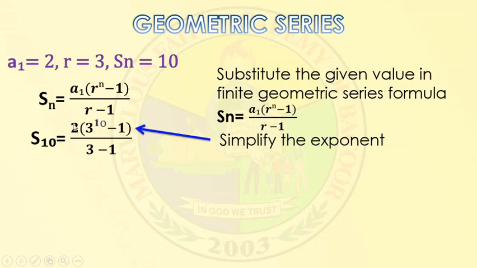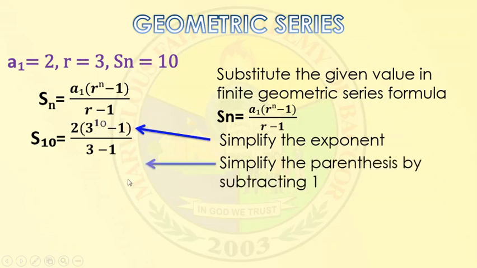And then, value ng first term ay 2. Then, next is value ng r natin, 3 raised to 10, kasi hinahanap natin ay sum ng 10 terms. Minus 1 over value ng common ratio natin, ay 3 minus 1. The next step is simplify the exponent. So, isi-simplify natin yung exponent.